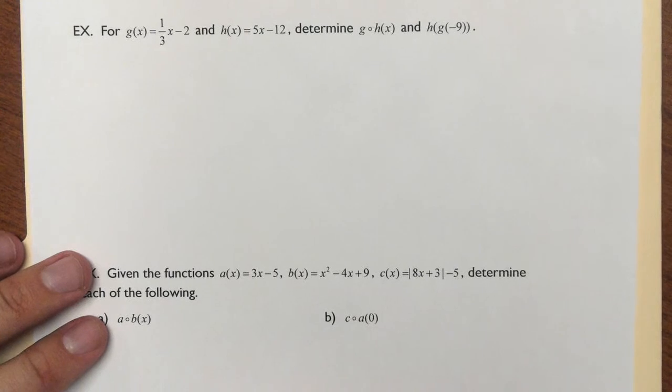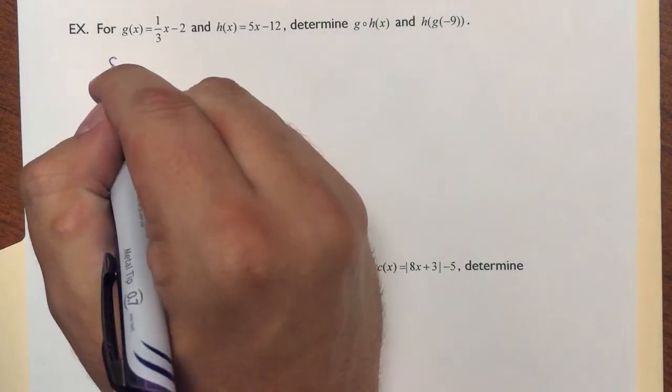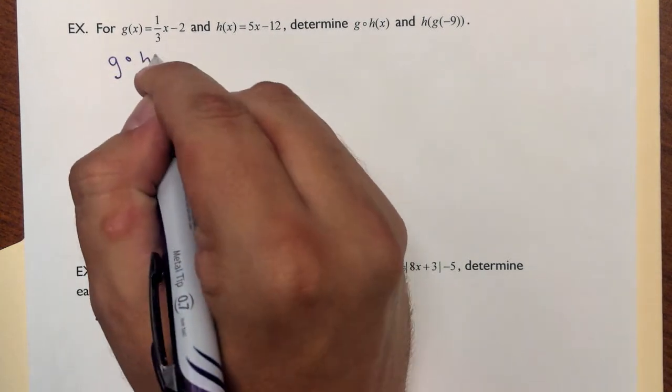Here, in this example, g of x is 1/3 x minus 2, h of x is 5x minus 12. We want to determine g composed with h of x, and we'll do a numerical one as well, h of g of negative 9. So we'll start with g composed with h of x.